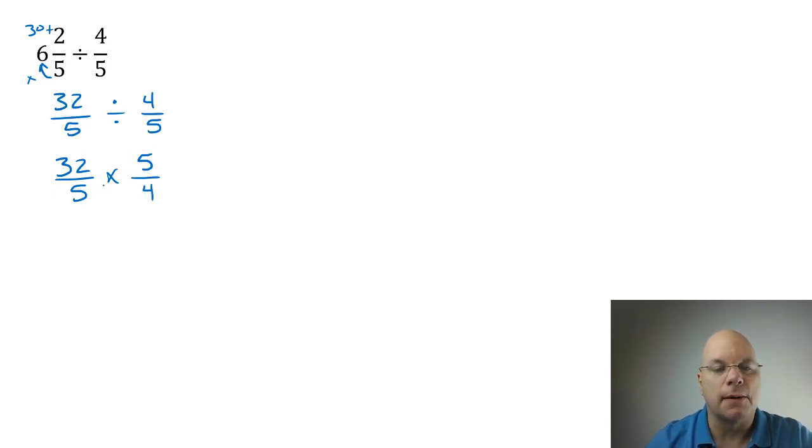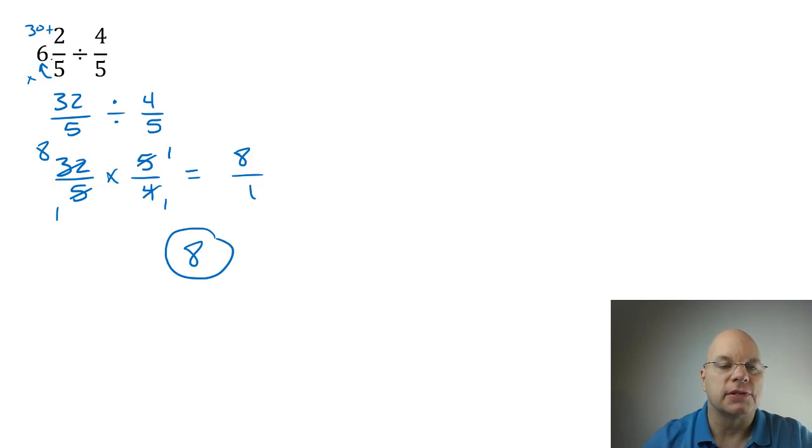This time let's look for common factors that we could factor out. 5 and 5 have a common factor of 5. 5 divided by 5 is 1. 5 divided by 5 is 1. 32 and 4 have a common factor of 4. 4 divided by 4 is 1, and 32 divided by 4 is 8. So we end up with 8 multiplied by 1 is 8. 1 multiplied by 1 is 1. And so our quotient here is 8. 4/5 goes into 6 2/5 8 times.